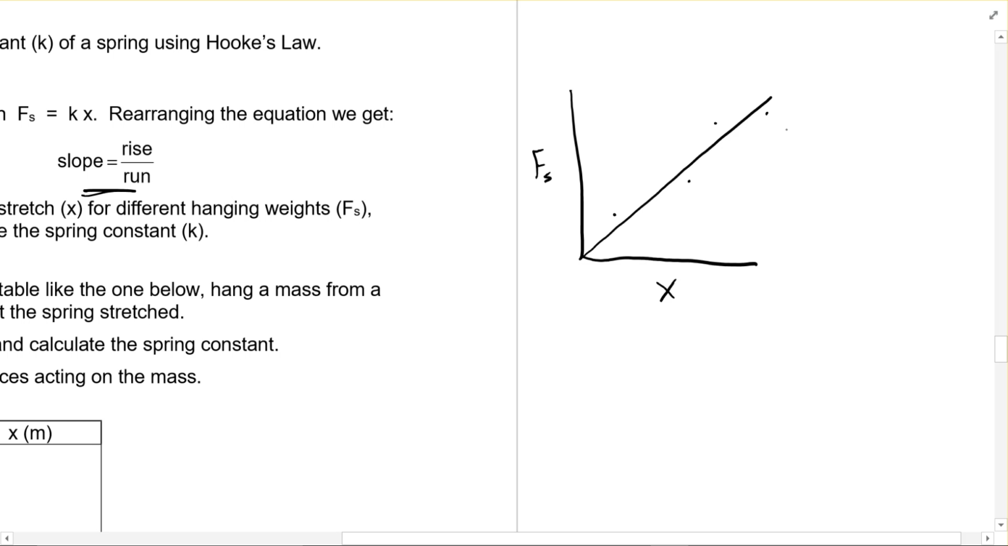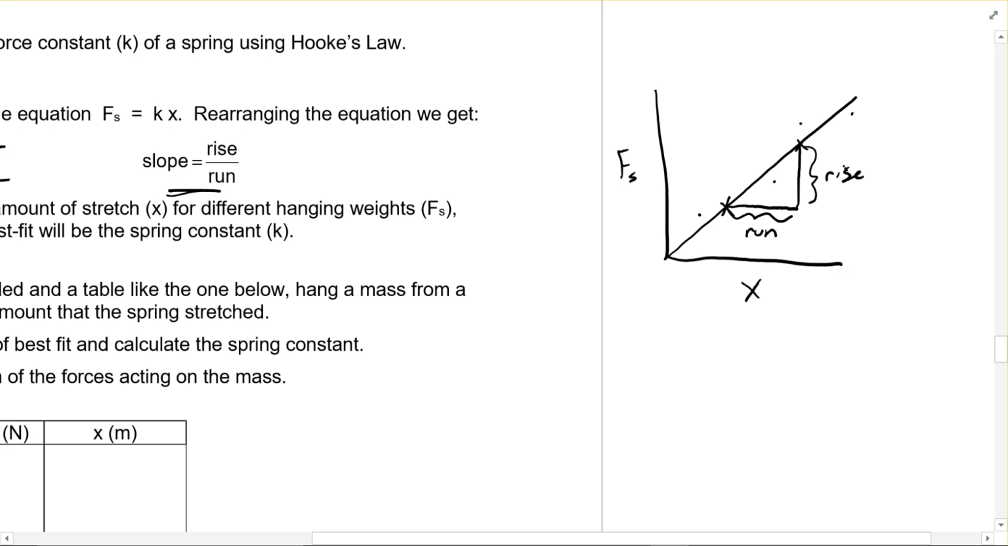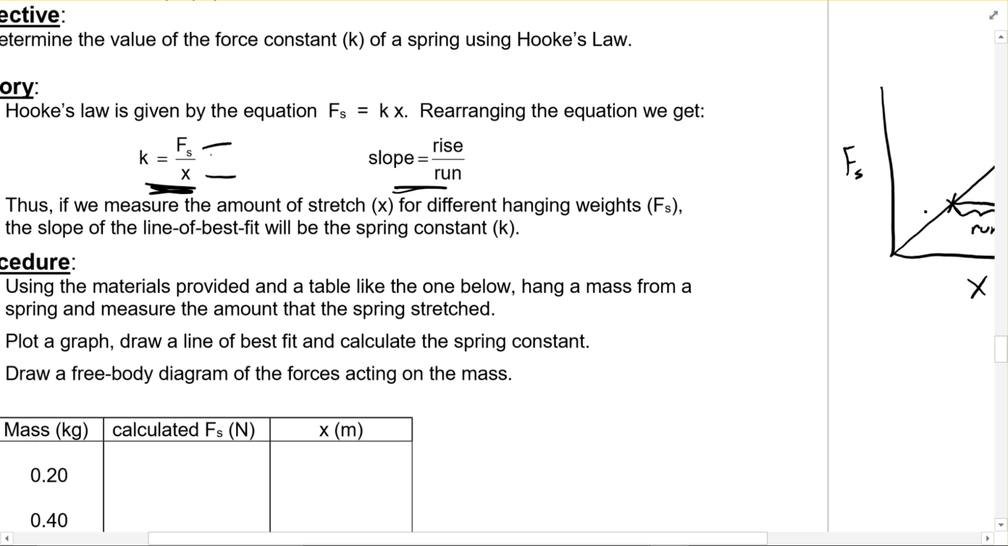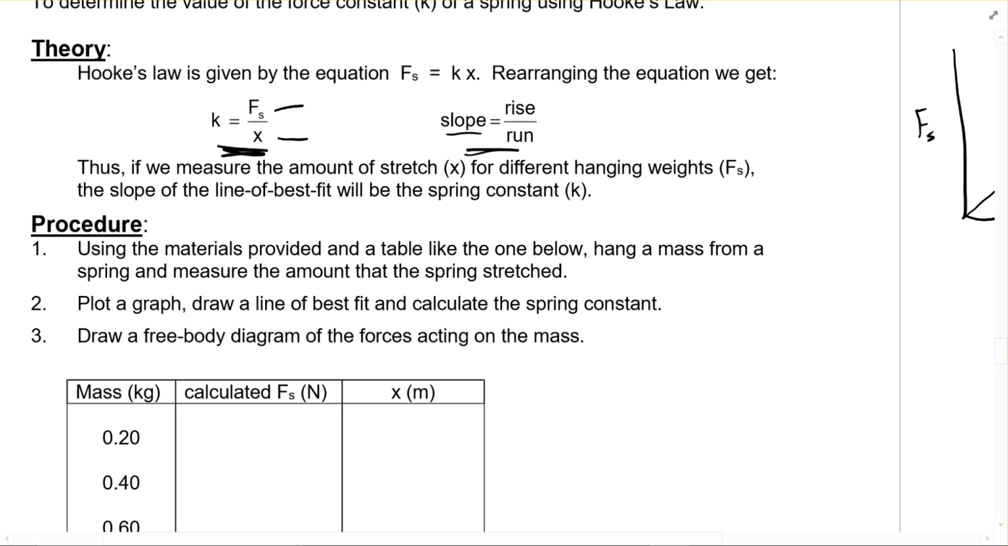Okay, so then remember slope is just rise over run, so you can take any place on this graph, figure out the rise, figure out the run, and this should be your value of K. So if you figure out the slope of this, that should be your spring constant for your spring.